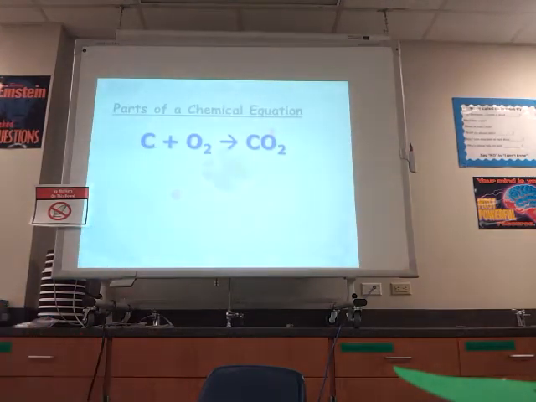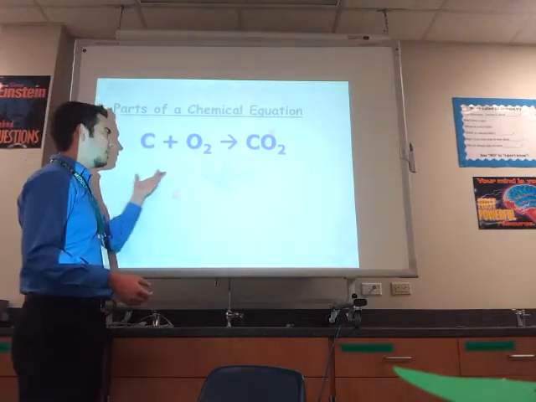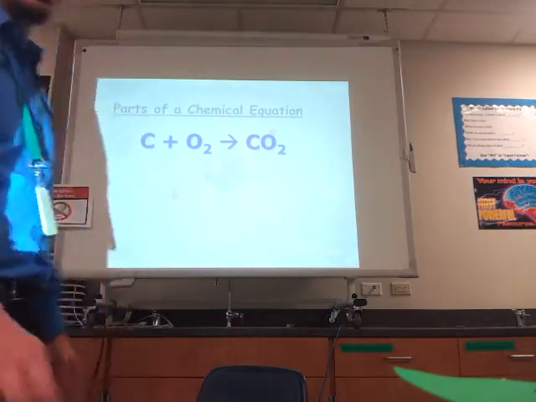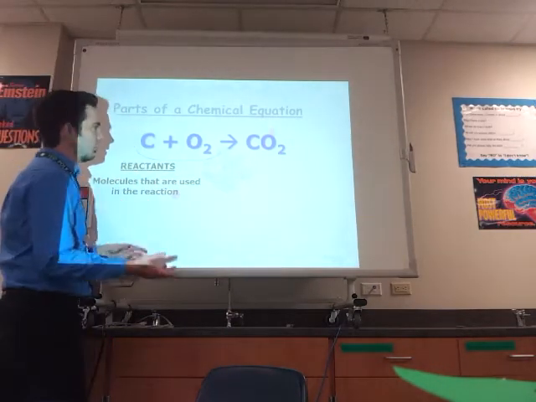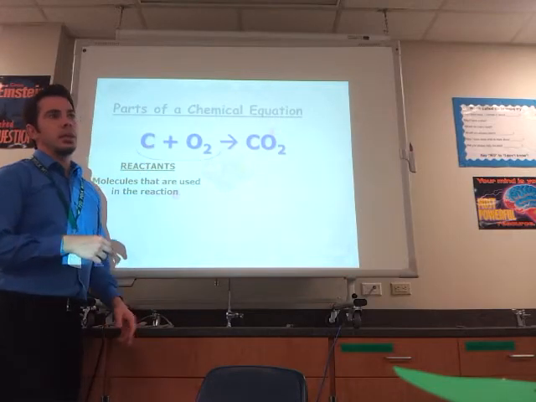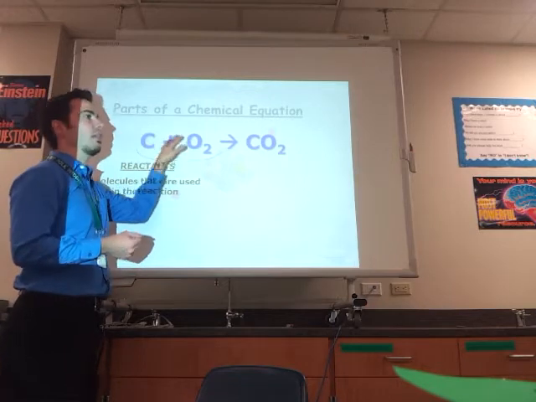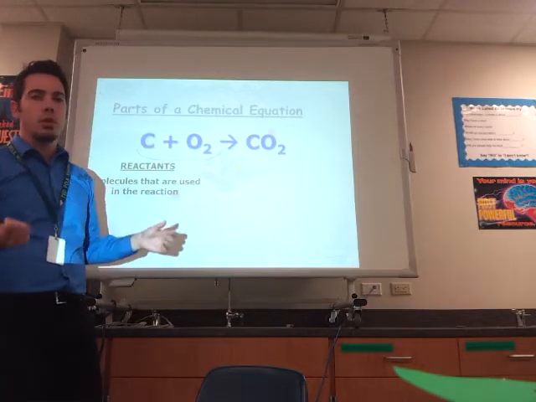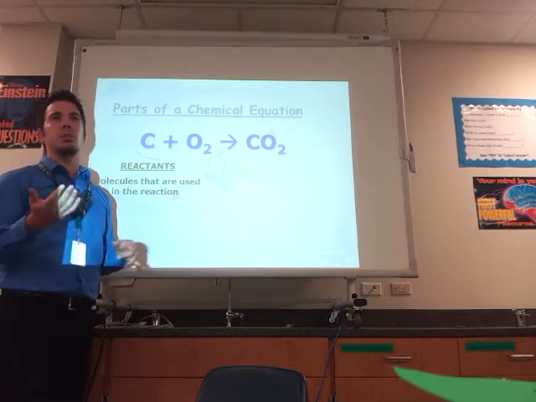So parts of a chemical equation, there are really three parts. The left side of the arrow is referred to as the reactants, and that's pretty much what you start with. So in that previous reaction, we had charcoal and we had air. In order to make this reaction happen, you have to have both of those. If you run out of charcoal, suddenly the reaction stops. If you run out of air, for some reason, you smother the fire.